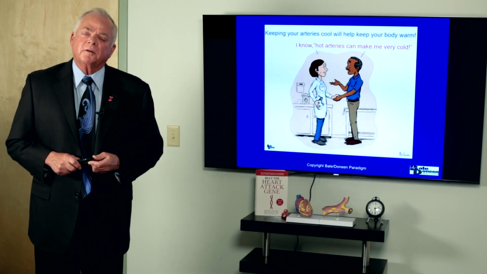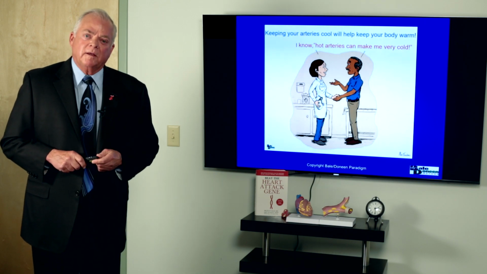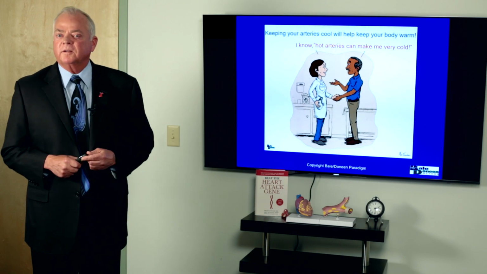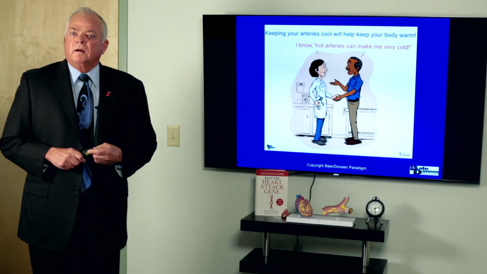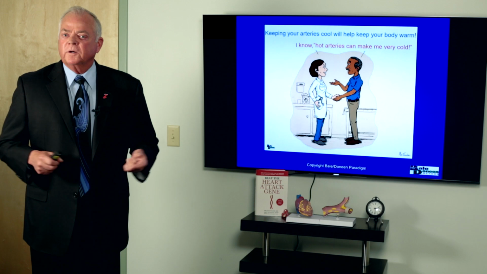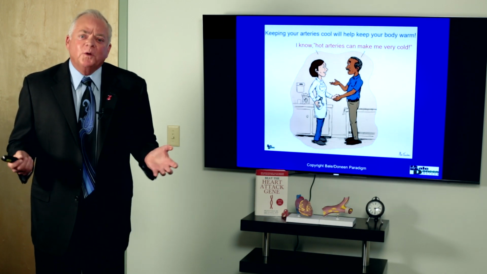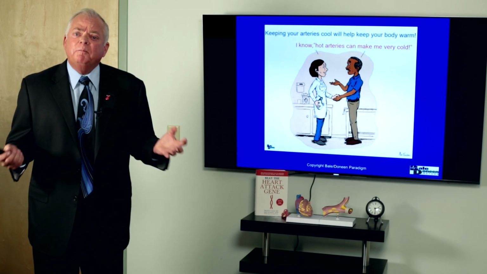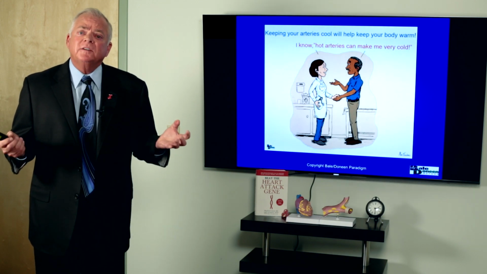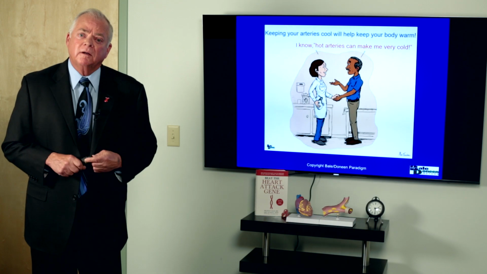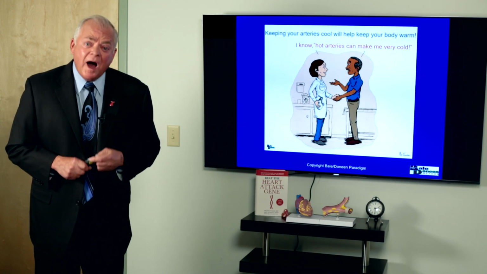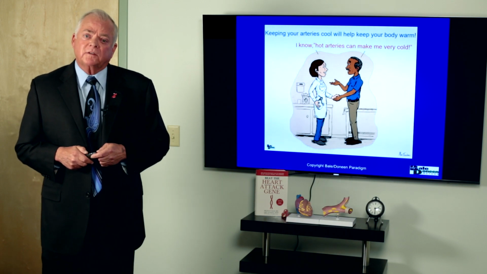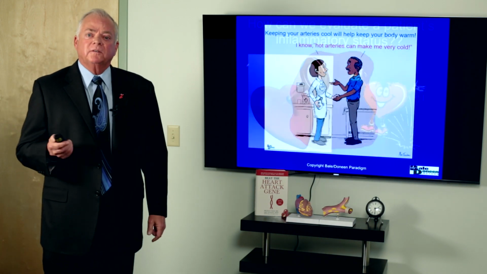So this is another one of our cartoons. For us to guarantee that somebody's not going to have a heart attack or stroke, our charge is really pretty simple. All we have to do is keep the arteries cold. If we keep the arteries cold, the patient's not going to have a heart attack or stroke. If those arteries are hot, their body may get real cold. So if that's our charge, that's what we have to do.